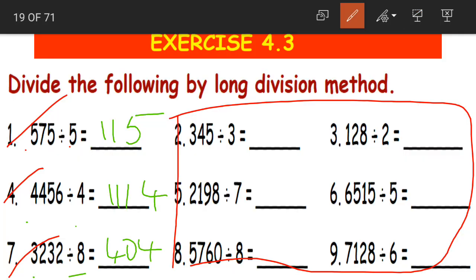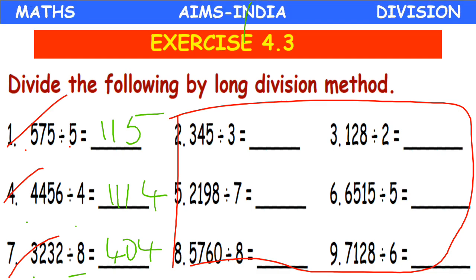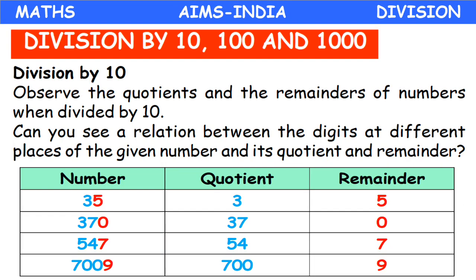Clear, children, about long division methods? Yes. Now moving on to our next topic, which is division by 10, 100 and 1000. Now do you remember multiplication by 10, 100 and 1000? It was very easy, right? We just needed to place zeros after the number to the right. Now division by 10, 100, 1000 is far easier than multiplication by 10, 100 and 1000.